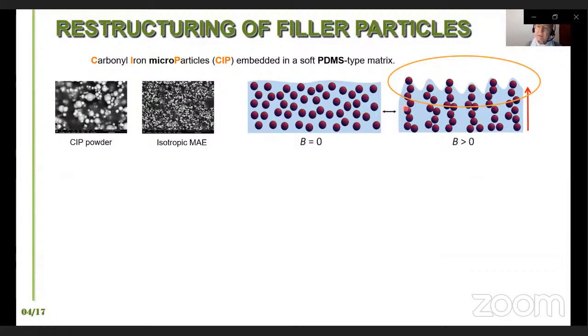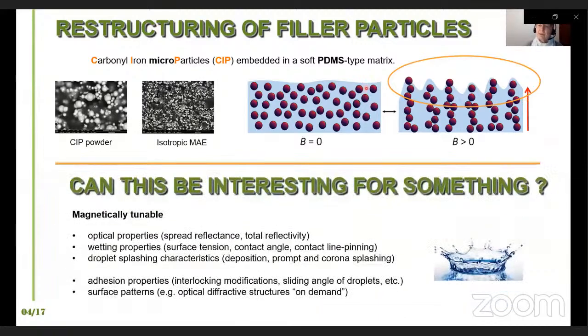And we can see here on this image that also the surface, of course, can be changed due to this restructuring in the volume of the material. And we are actually interested in these surface modifications. What can be so interesting, if we can change the surface with a magnetic field, is that this can be used, for instance, to tune optical properties of the surface, such as reflectivity, or we can tune wetting properties for different liquids, such as contact angle, surface tension, and contact line pinning.